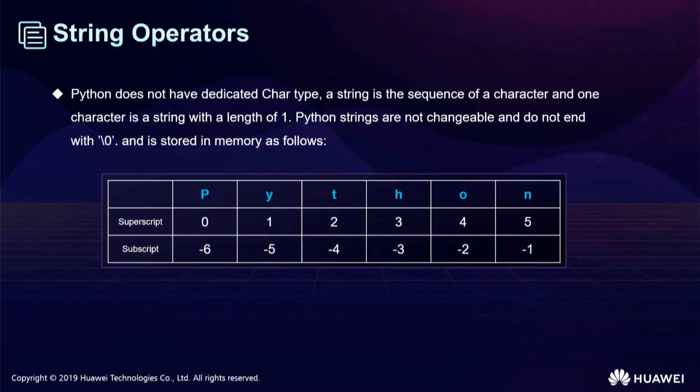Just like in the table, if we have the string Python, the subscript of P, the letter P, is 0, and the second letter y is 1, and that follows 2, 3, 4, 5. Similar to tuples and lists, the index of the last element is -1, and -2 indicates the subscript of the second to last character.